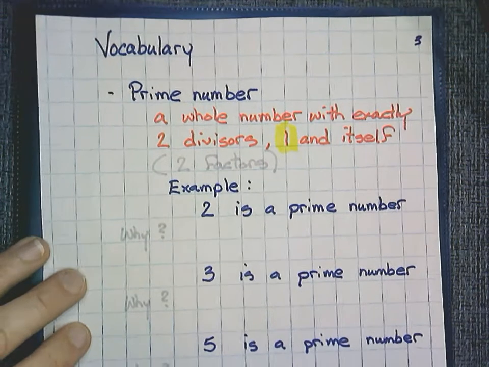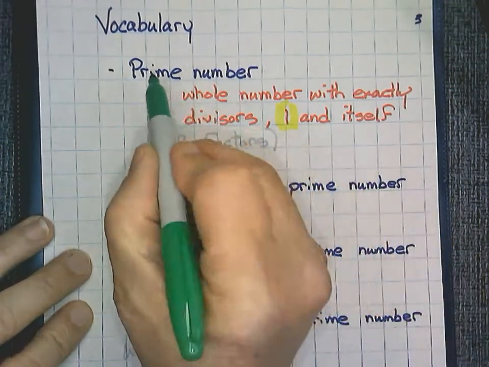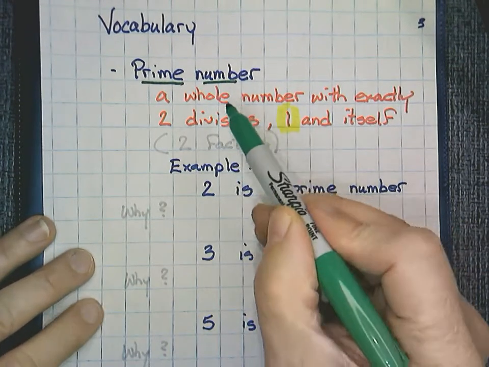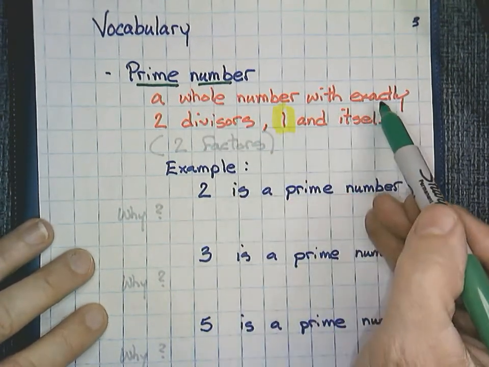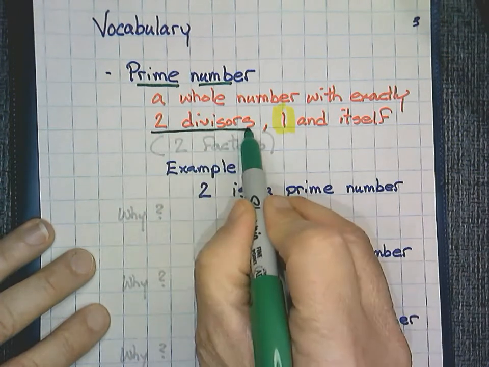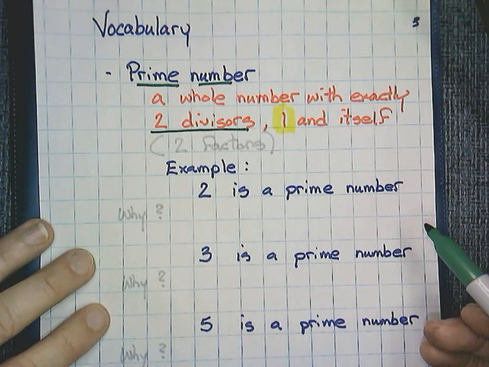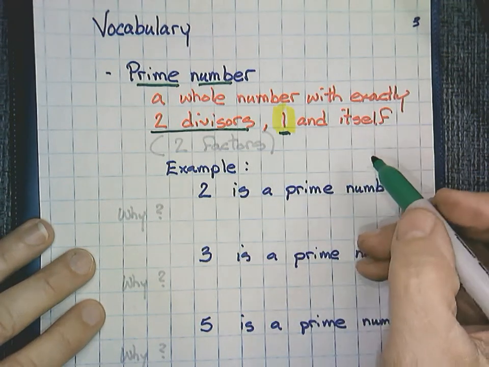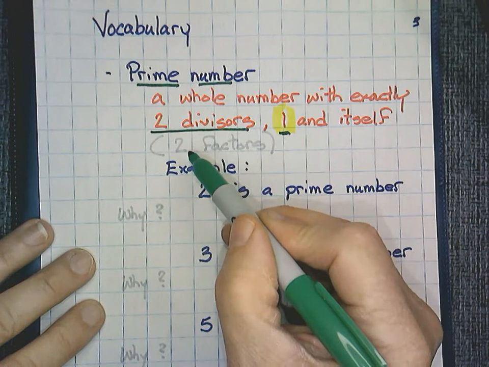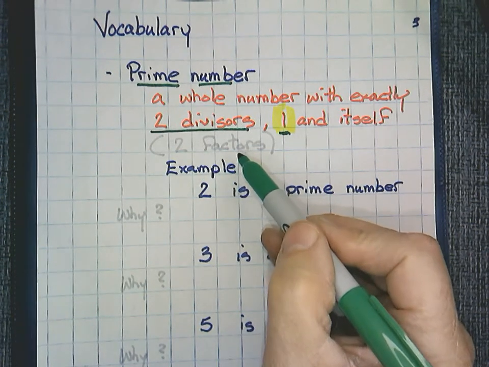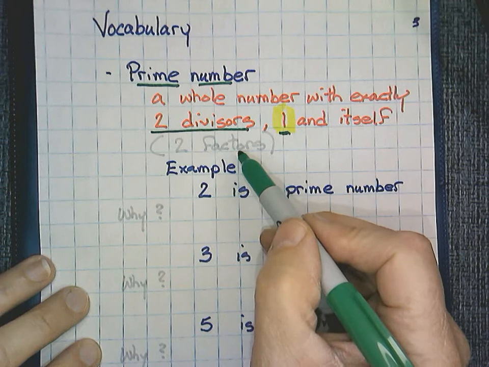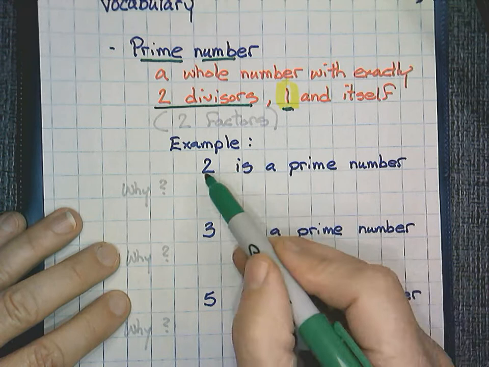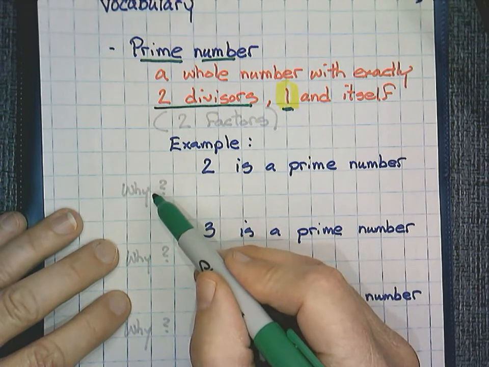Some vocabulary. Let's start with prime numbers. The definition that we're using today for a prime number is a whole number with exactly 2 divisors. One of them has to be 1 and itself, and I'll show you that in a second. We could also just explain that as 2 factors, which really for our lesson, I'm going to focus more on factors. So, for example, 2 is a prime number. That's a fact. Why? Well, let me show you why.